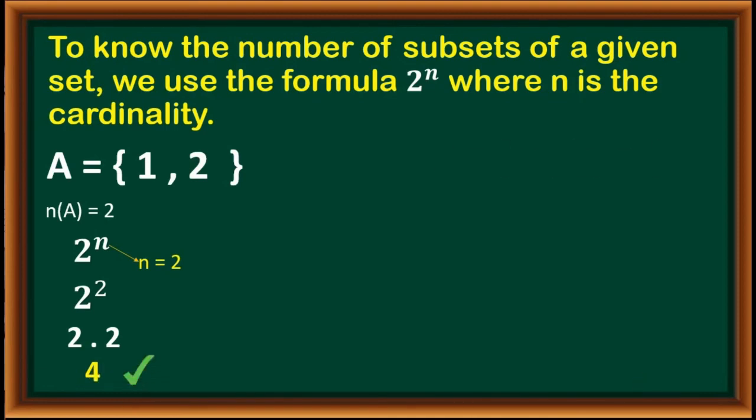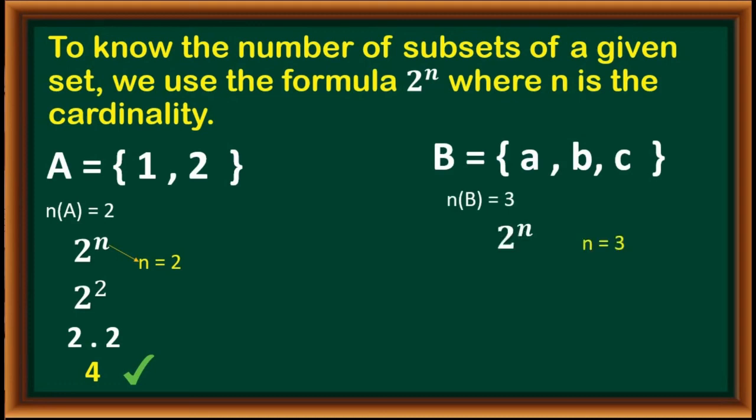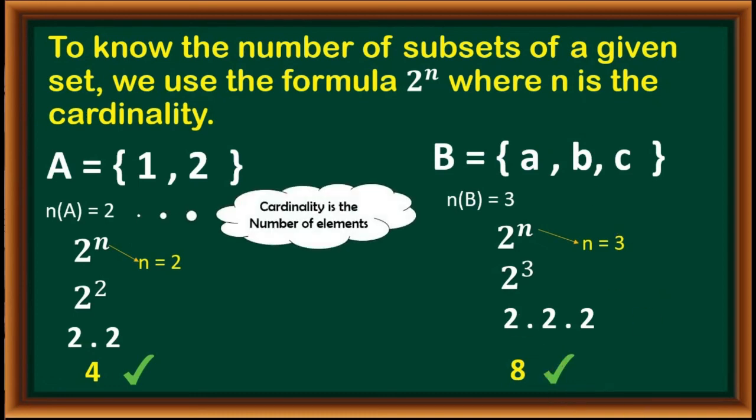Let's have another example. What if our elements is equal to 3? Again, get the cardinality, which is 3. Substitute n, so that will become 2 raised to 3. So, 2 raised to 3 means 2 times 2 times 2. So, 2 times 2 is 4. 4 times 2 is 8. So, therefore, if the elements are 3, our subsets is equal to 8. Remember that.